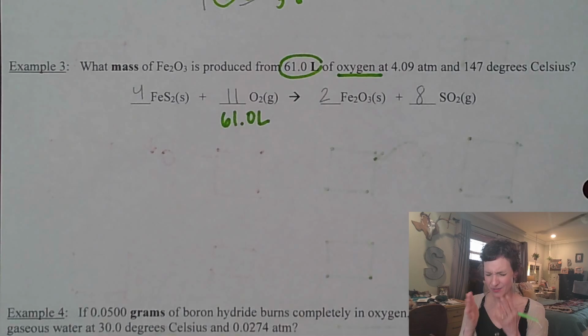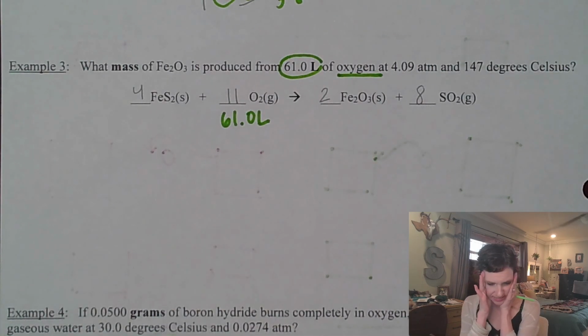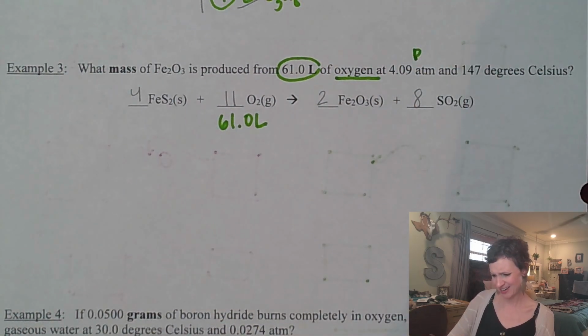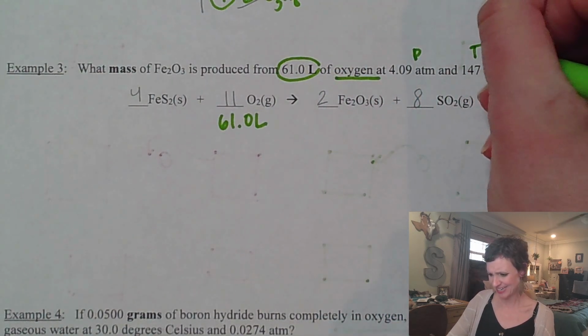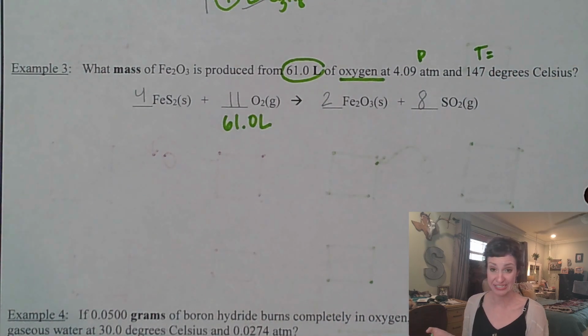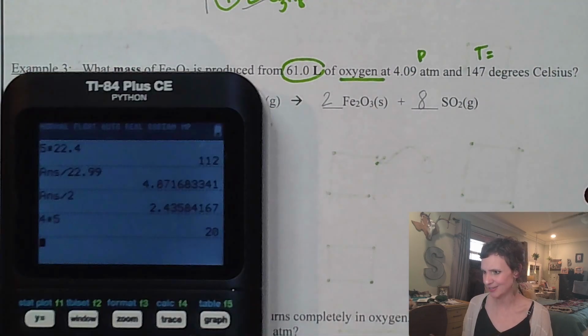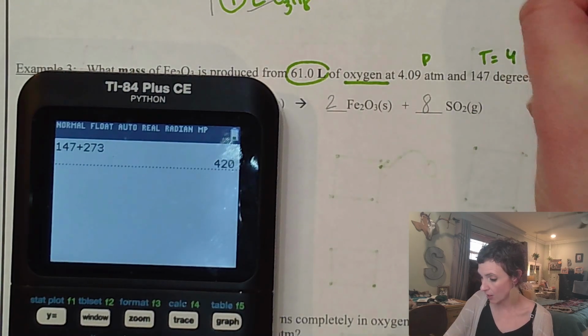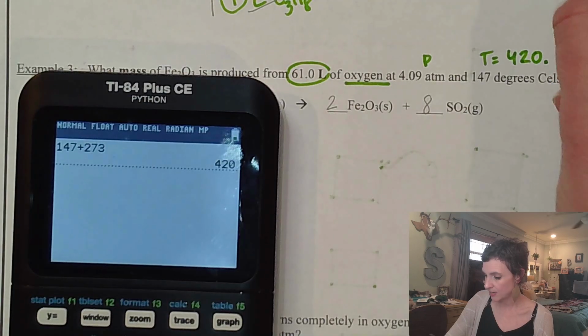Since I'm starting at a volume, I ask, what is your temperature and pressure situation? Is it standard? Where's my pressure? That doesn't look standard. Standard pressure in atm is 1, and this is 4.09. And my temperature, is it standard? No, if it was standard, it would be 0 degrees Celsius. For gas laws, we always use temperature in Kelvin, so let's convert it now. 147 plus 273 equals 420 Kelvin. Good to know.